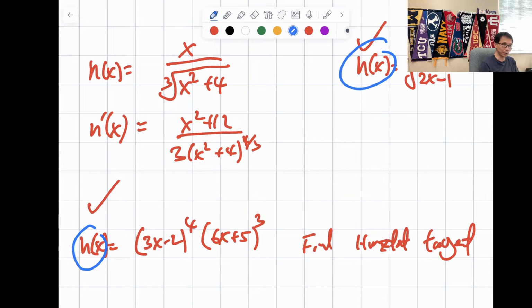x over the square root of 2x minus 1. That's the first one. The second one is (3x minus 2) to the 4th power times (6x plus 5) to the 3rd power.